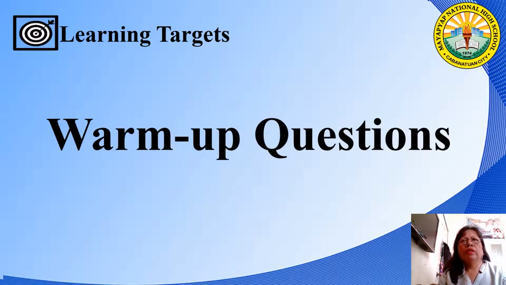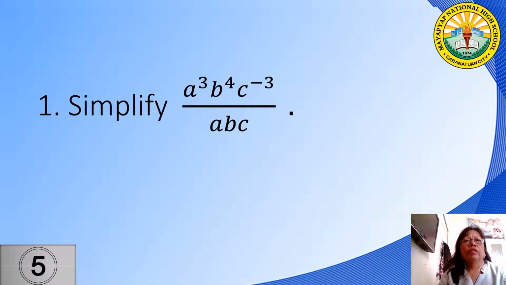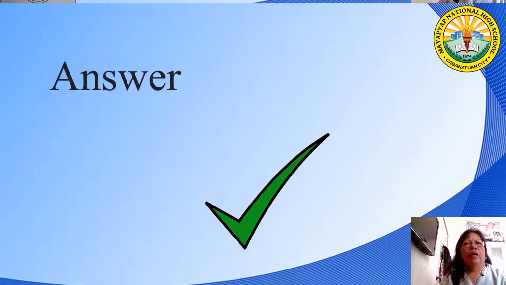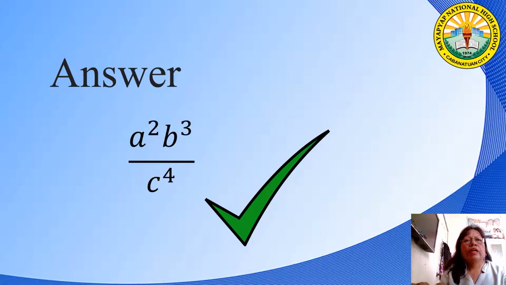Before the lesson, let us have some warm-up questions. I have some questions for you to answer. Question number 1. Simplify a to the third power b to the fourth power c raised to negative 3 over abc. Times starts now. The answer is a to the second power, b to the third power over c to the fourth power.